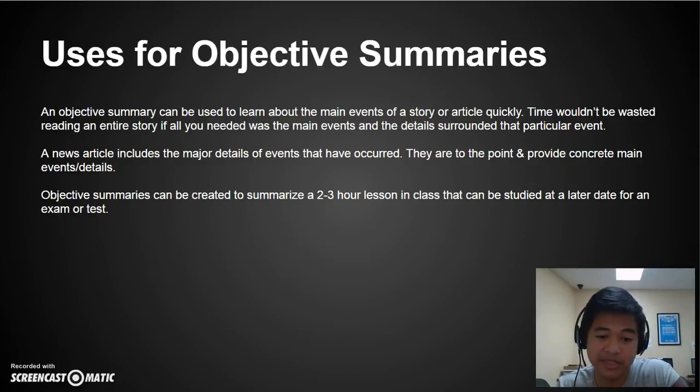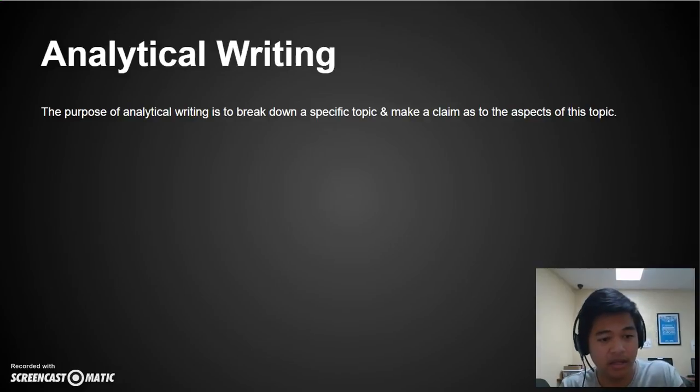And another use for an objective summary is maybe you have a class and the professor or the teacher likes to ramble for hours, so you just want to condense everything that they said into the main points so that you're able to study this objective summary that you just wrote and use it to study for a later date for an exam or a test that you have coming up.